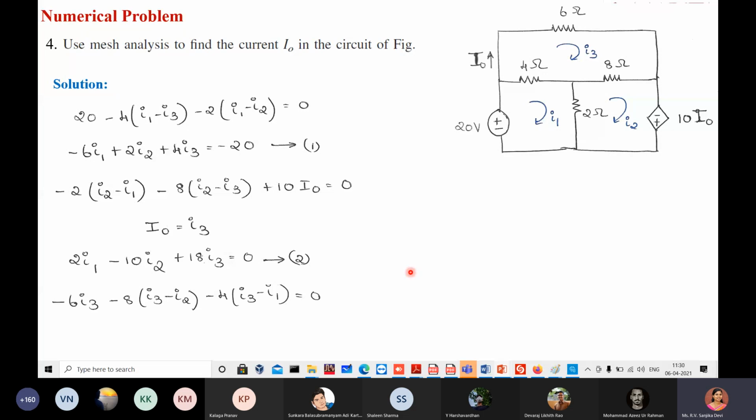for the third loop. So this will be minus 6 I3. Then coming to this 8 ohm, it is common between two loops. So it is minus 8 into (I3 minus I2). And coming to 4 ohm, it is common between the third and the first loop. So it is minus 4 into (I3 minus I1). So separate out the constant terms and the variable terms.